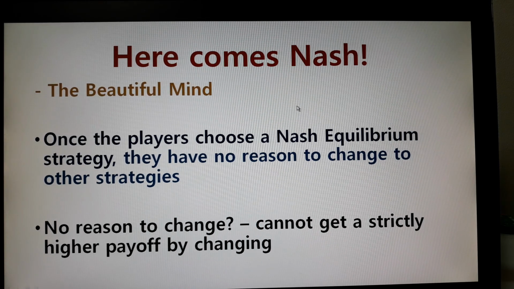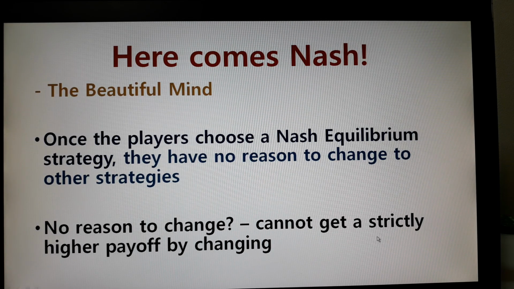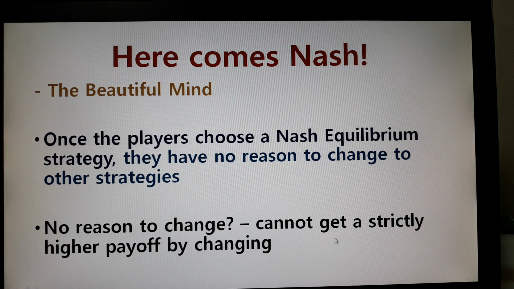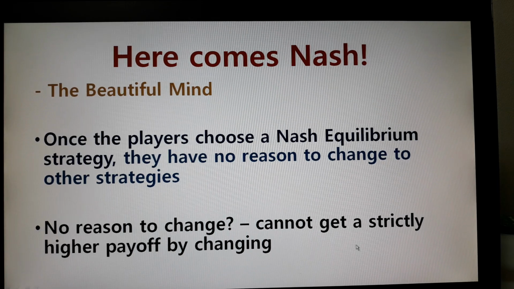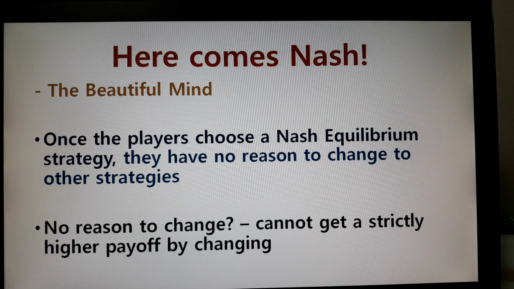That is the idea of Nash Equilibrium. No reason to change, cannot get a strict higher payoff by changing. Okay, I'm going to talk about this again, but strictly higher, that's important. So by changing from the Nash Equilibrium strategy, your payoff does not go up. It may stay the same, but not go up. That's what this means.